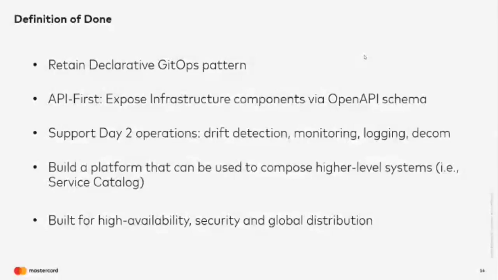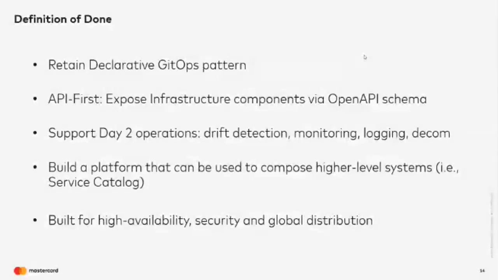Think about your day two operations and look at the solutions that are out there today that detect drift and provide monitoring as part of the solution and do logging and support the entire life cycle of the deployment pattern. There are a lot of different mechanisms in place today that can do that. Again, you don't need to reinvent that. You can basically leverage what's out there.